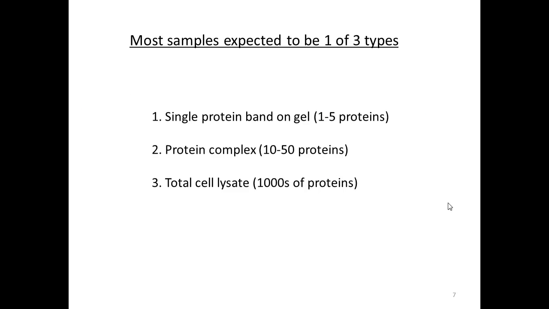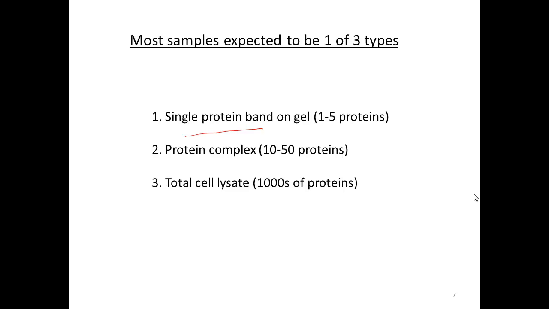Now when you consider a proteomics experiment, there are going to be several types of samples that you have to think about. One is a single protein band on a gel. When you analyze that with a mass spec, you can typically observe 1 to 5 proteins present, because mass spec is a pretty sensitive method, and it's extremely hard to take 22,000 proteins in a human cell and do a simple separation step and actually isolate only a single protein.